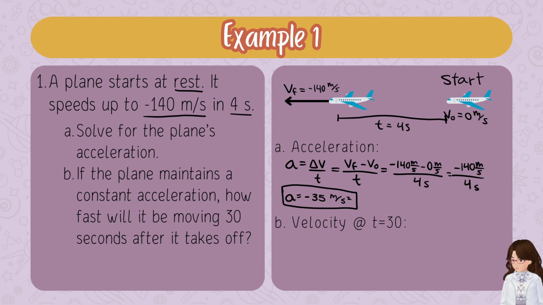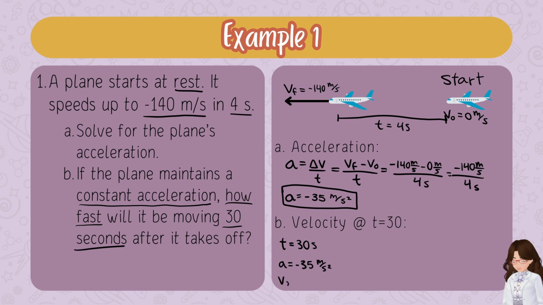Now, it says if the plane maintains a constant acceleration, meaning that our acceleration stays the same, how fast, so we're being asked for velocity, will it be moving 30 seconds after it takes off? Okay, so we're being given some new information here. We're being told that t is equal to 30 seconds. We're being told that we want to have a constant acceleration, so -35 meters per second squared.